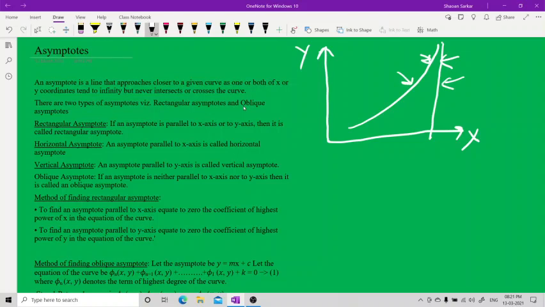This line is the asymptote. And why is this the asymptote? Because it will touch the curve at infinity. Means it will never touch the curve. It will become parallel to the curve. The curve will be parallel to the line.